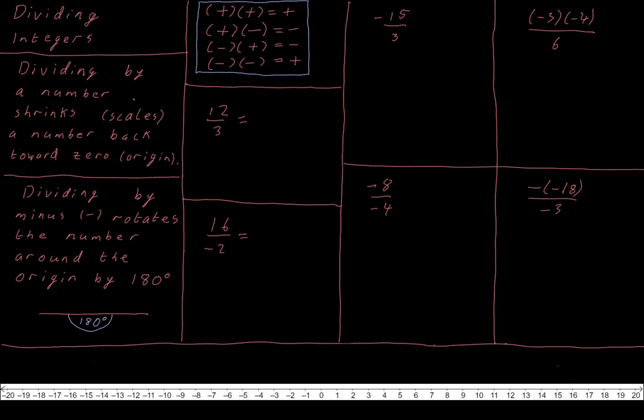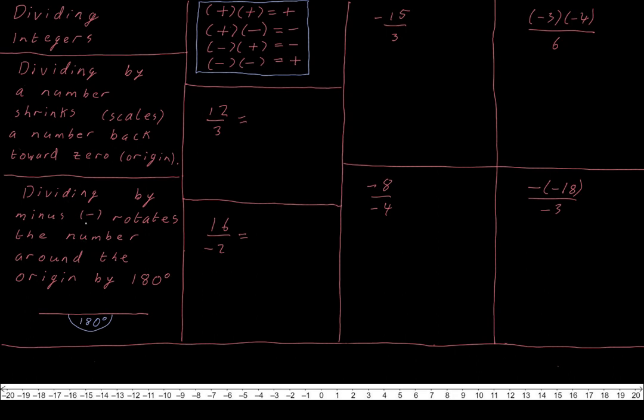And just the version of our scaling rule for multiply when we're talking about dividing is dividing by a number shrinks or scales the number back toward the origin. So with multiply, we got stretched out further away from the origin and we scaled out by a positive factor, and then we are going to shrink back towards the origin when we divide. So let's put this into practice with our division rule.